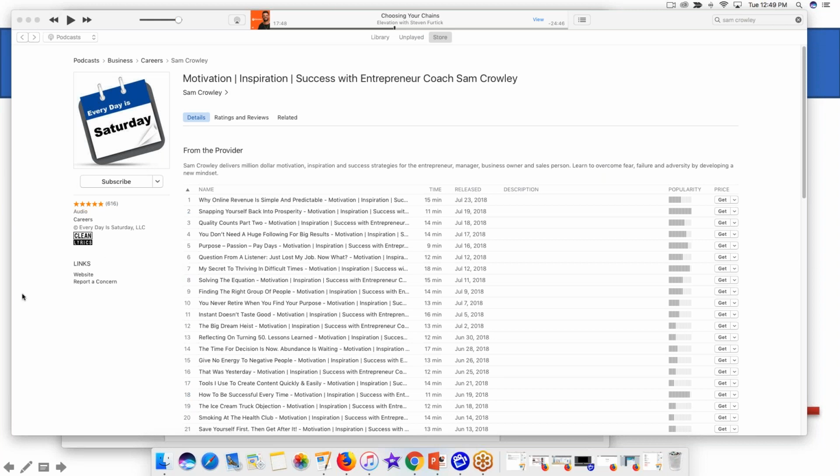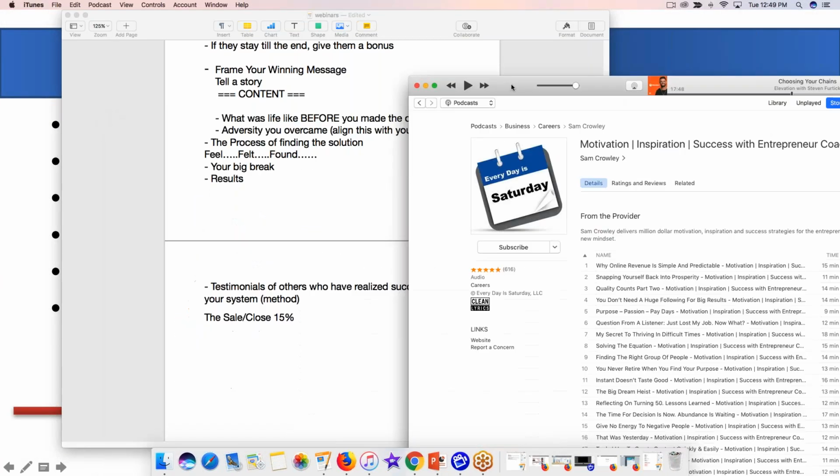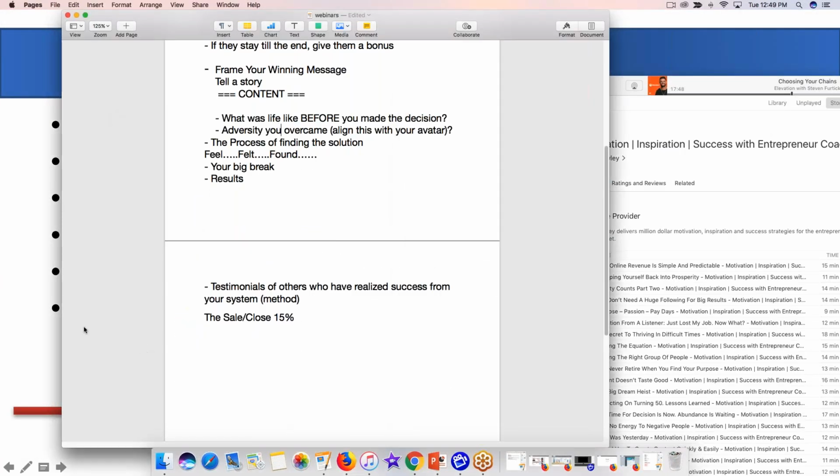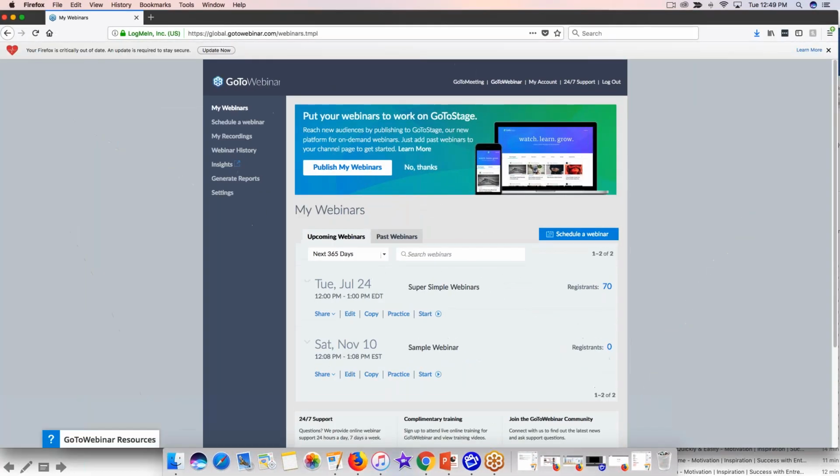That's the framework. I want to share with you the framework of this, okay? But I also want to share a little bit of the tech stuff. You've got a webinar, and I'm using GoToWebinar right now. So let me get back up here. Like I said, we had about 70 people. Like I said, I was right on the board. Okay, this is the webinar that I set up for everybody today.